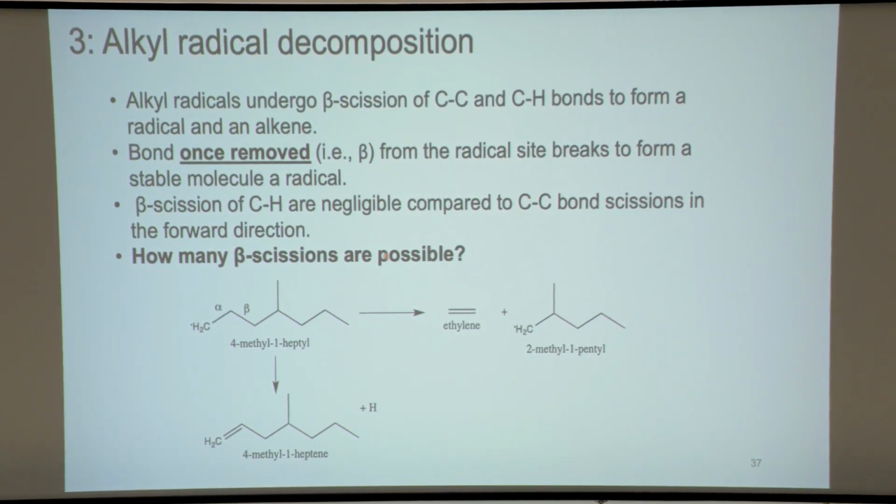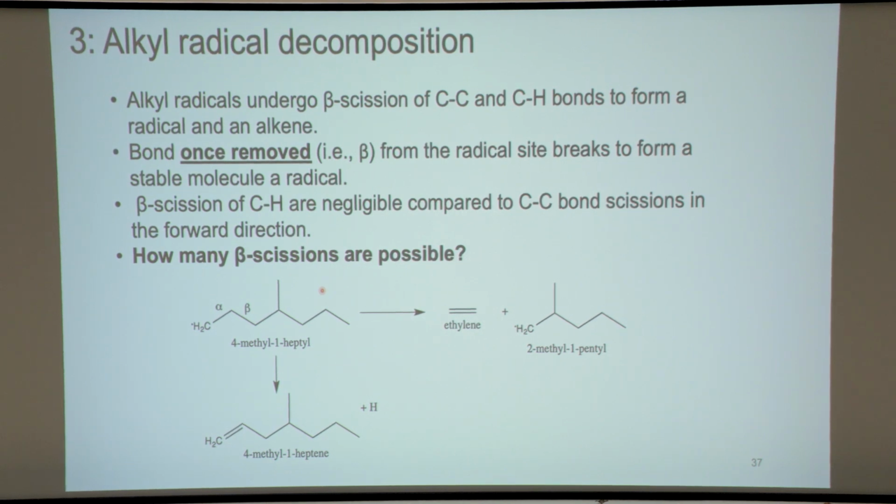So take a minute, talk to your neighbor. How many beta scission reactions are possible for 4-methyl-heptane? You have to think, how many radicals did we have? And from those radicals, what are all the possible beta scissions? So take a couple of minutes, write them down with your neighbor, and tell me what you think.